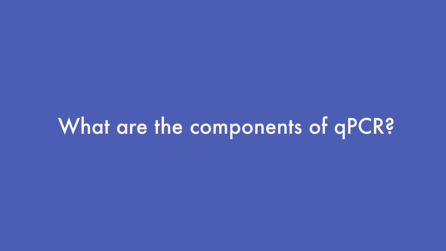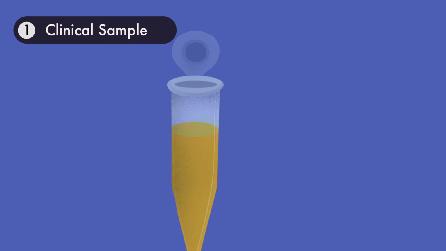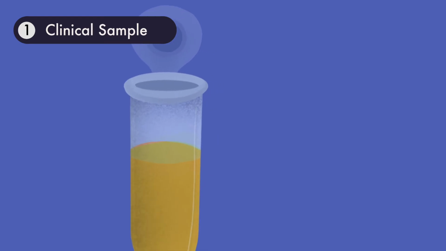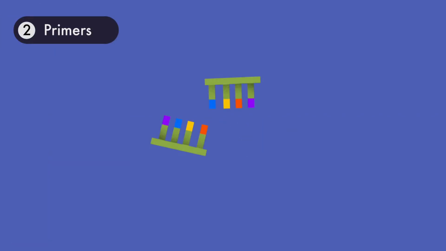To run a qPCR test, several components are required. First, we need a clinical sample to test for the presence of a particular pathogen. If the pathogen is present, qPCR detects and amplifies a specific RNA or DNA sequence unique to the pathogen's genome. We call this specific sequence the target. In addition to the target, the qPCR contains several key reagents.